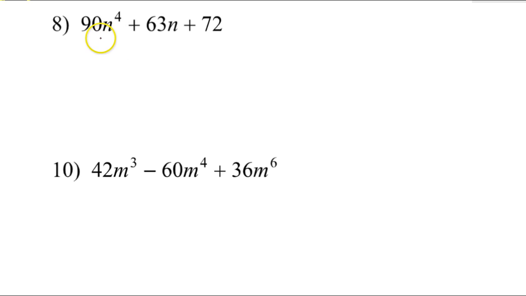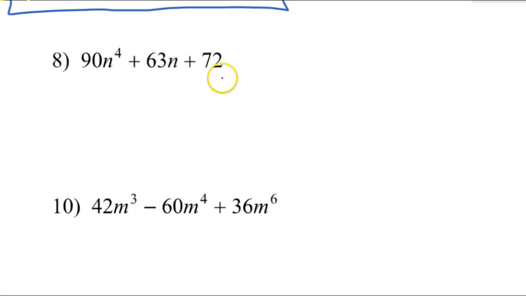Looking at number 8, do all of the terms have variables? No. The last term has no variables, so the GCF will have no variables in it. So now I'm just looking at the numbers. What's the biggest number that divides into all of these? Now again, if you don't know your multiplication facts, you're in trouble. So when I look at 90, among other things, I think this is 9 times 10. When I look at 63, I'm thinking that this is 9 times 7. And when I look at 72, it occurs to me that this is 9 times 8.